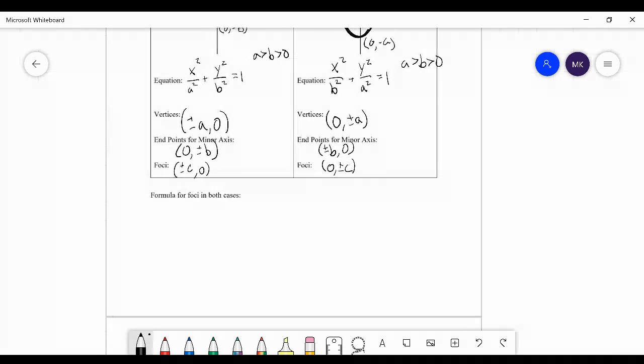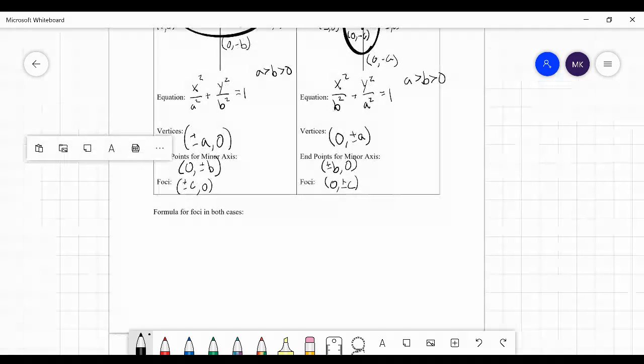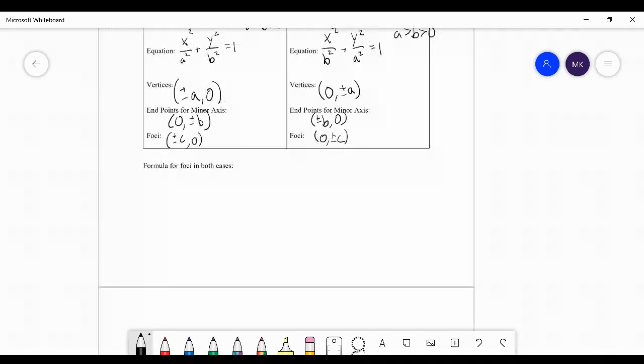Now how do we find our foci? It follows a formula similar to the one we all know, but slightly different. Instead of a squared plus b squared equals c squared, it's a squared minus b squared equals c squared, and c is greater than 0. When you square root both sides, you don't have a plus minus issue; it's always positive.